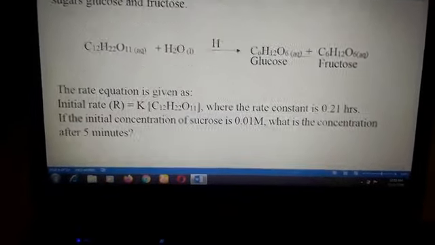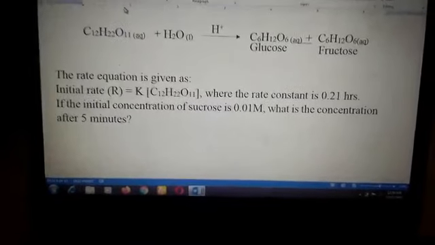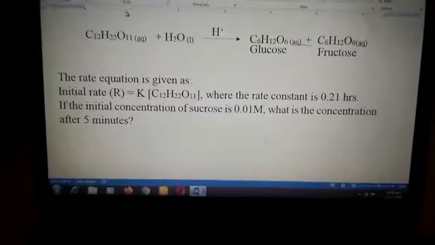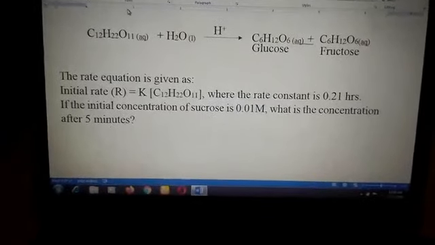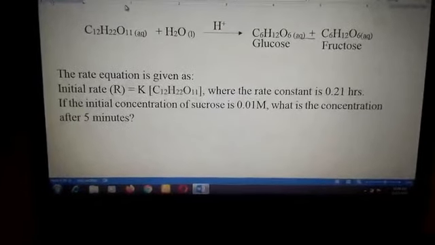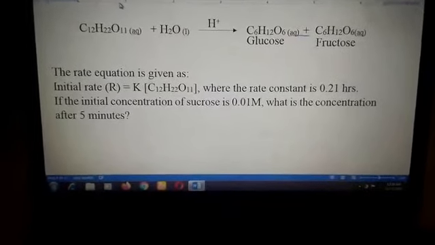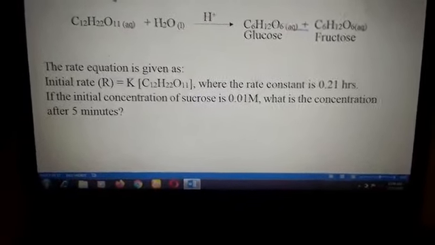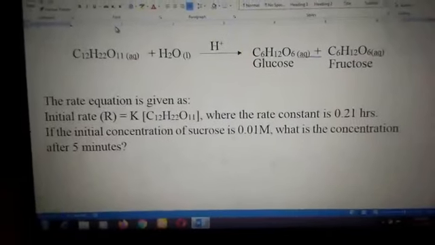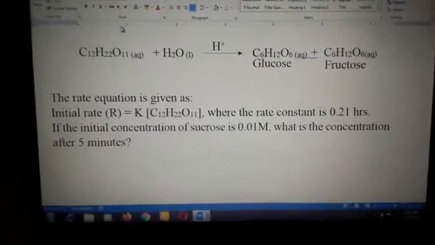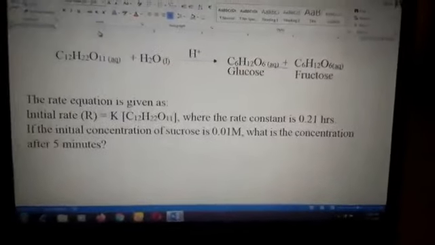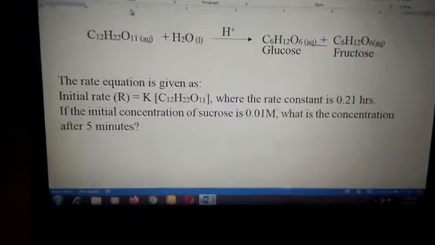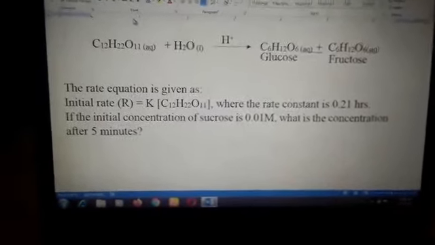The rate equation is giving us initial rate R equal to K, bracket opens, formula of sucrose, C12H22O11, bracket closes. From this rate equation, we see that this reaction is first order because the concentration in the rate equation is the sucrose in the square bracket, C12H22O11, raised to power 1. So it's first order kinetics. And we see that the reaction does not even depend on the concentration of water or acid. So the power to which the concentration is raised in the rate equation determines the order. So it's first order kinetics.